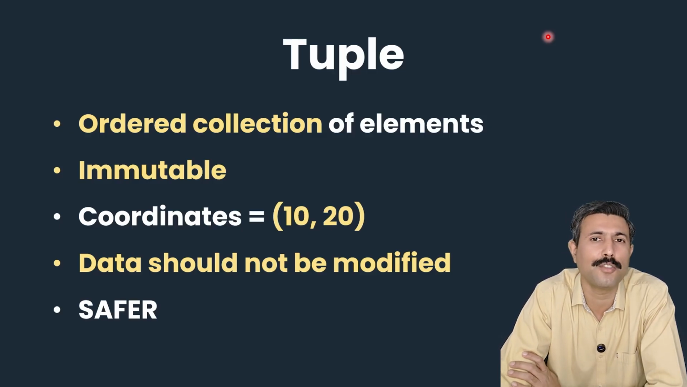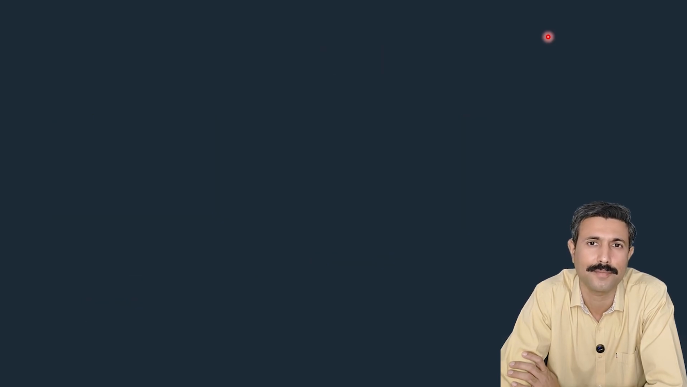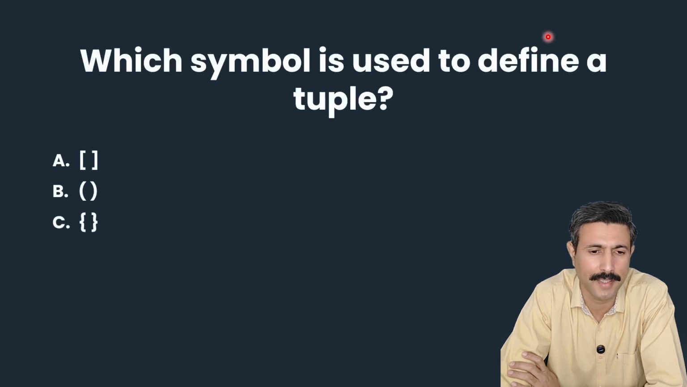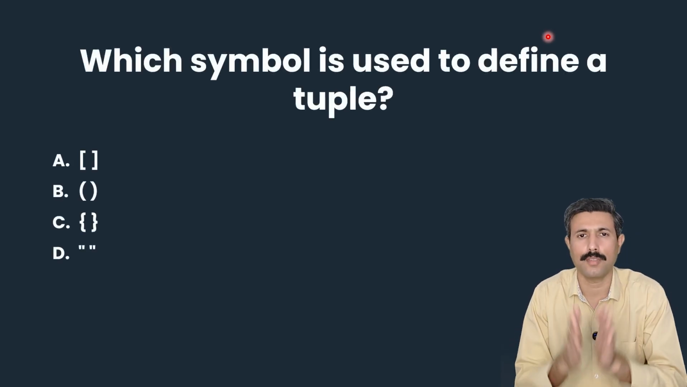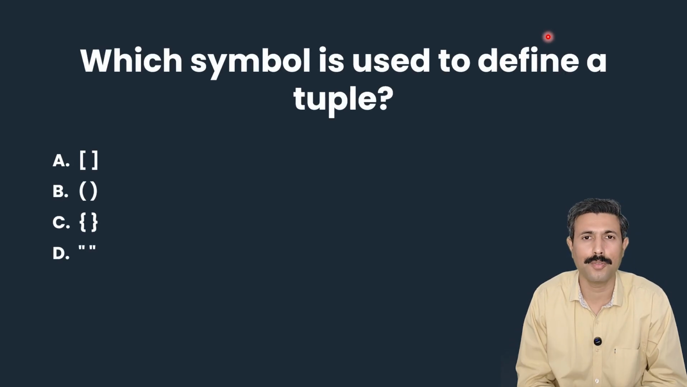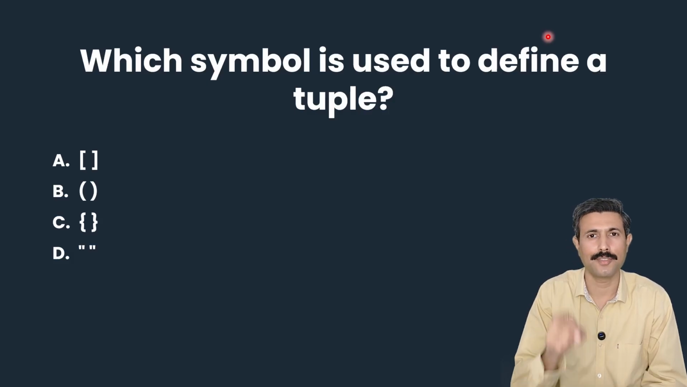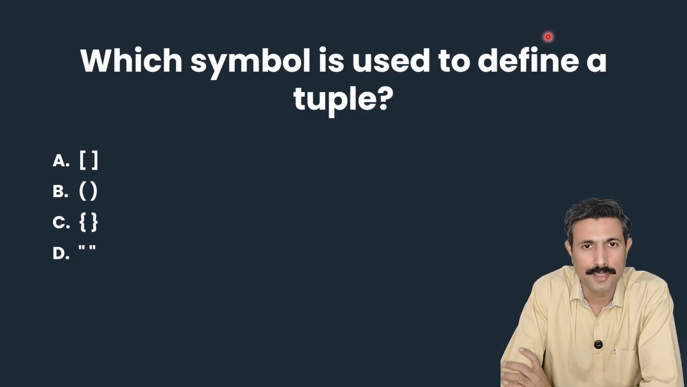Now there is a quick short question about tuples. And your question is this. Which symbol is used to define the tuple? Your options are this: A, B, C, and D. Now think about all these four options and what do you think? What will be the correct way to write the tuple? Write your options in the comment section. So after this, we are going to move to the next segment.